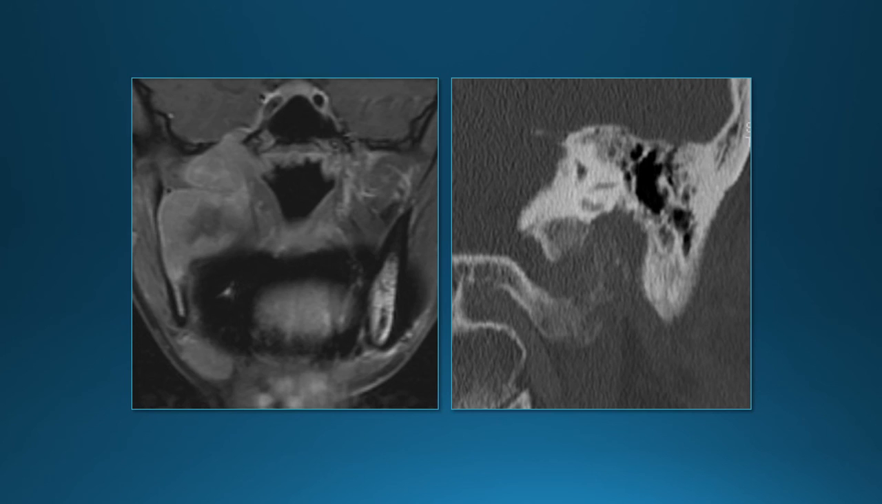When we see a lesion in the masticator space, we always need to evaluate V3. And when we see a lesion in the parotid space, we always need to evaluate the facial nerve.